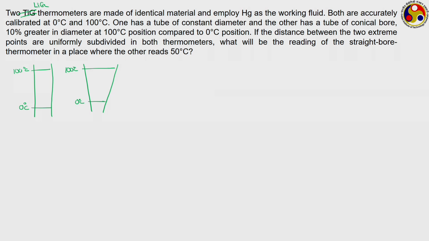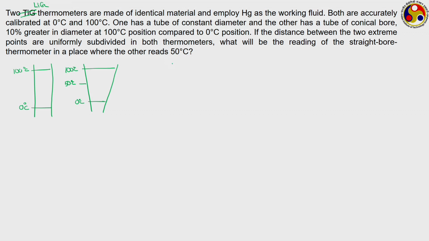So, the question is: what will be the reading of the straight bore thermometer in a place where the other reads 50 degree Celsius? That means the second thermometer, the one having a conical bore, has been taken to a place where it is showing 50 degree Celsius. As per the design, the 50 degree Celsius position should lie exactly in the middle of 0 and 100, as it has been uniformly subdivided. However, as the diameter is changing, that is actually an erroneous position. Then the question is what is the correct temperature there, which you can measure using the straight bore thermometer.